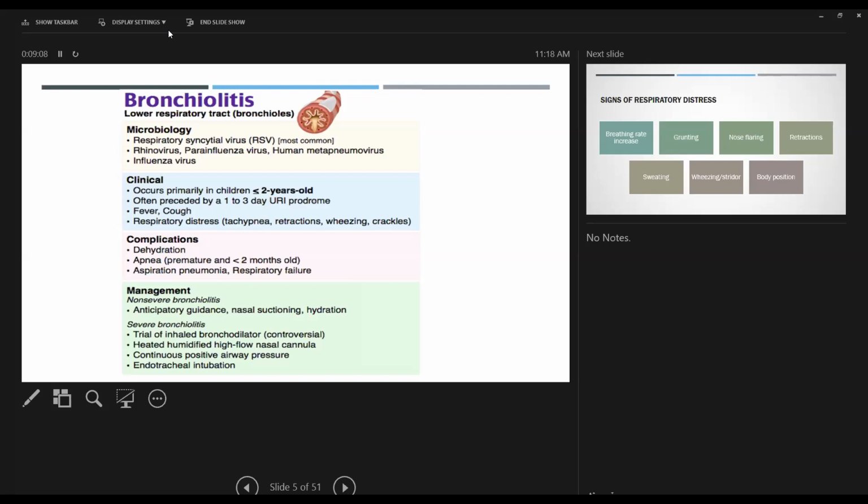We want to make sure that they don't get dehydrated, that they don't have apneic episodes, that their oxygen saturation is no less than usually 93 and sometimes 90, depending on your pediatrician. We want to give them anticipatory guidance. We want to teach the parents how to suction them nasally, and we want to make sure that they are hydrated. These bronchodilators are often used mostly because parents need something to give their child, but bronchodilators have been fairly controversial. I don't think there's good evidence to suggest one way or the other. At the very end of this, if they get really, really sick, we've got to tube them, and you don't want to tube a baby if you don't have to.